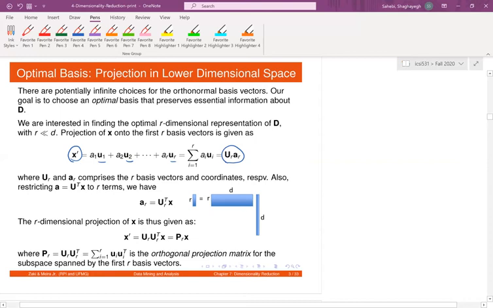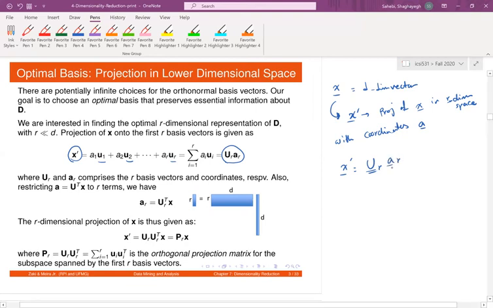So basically it means that my original data point is d-dimensional, so x is a d-dimensional vector, and I want to get x prime, which is the projection of x in R-dimensional space. And my x prime is going to have new coordinates A. So that's why we can say x prime is equal to UR, which is like putting all these R new orthonormal basis vectors next to each other, multiplied by the coordinates AR.